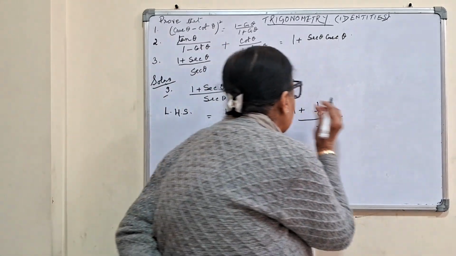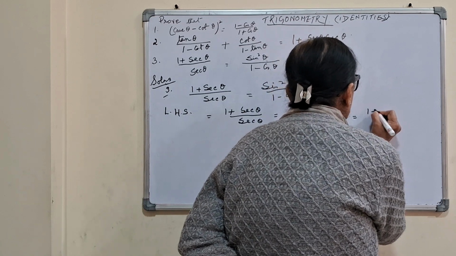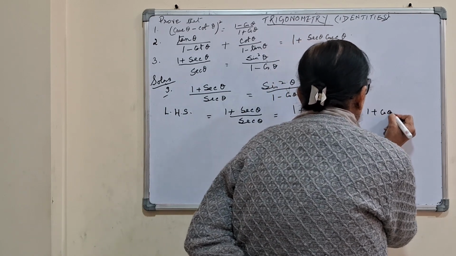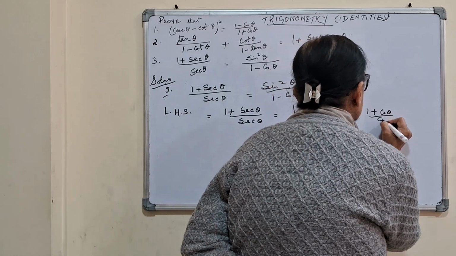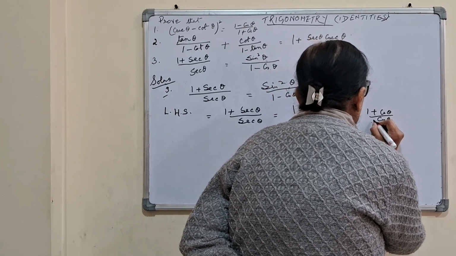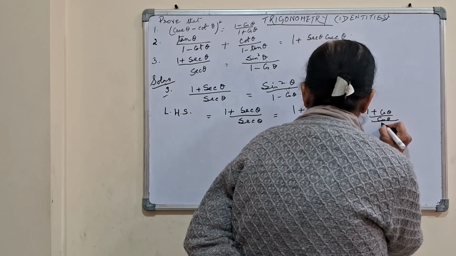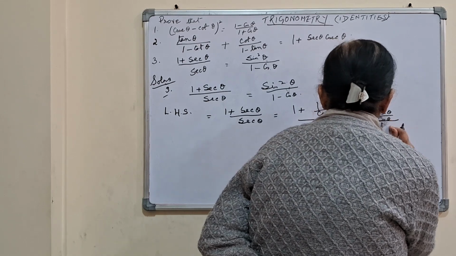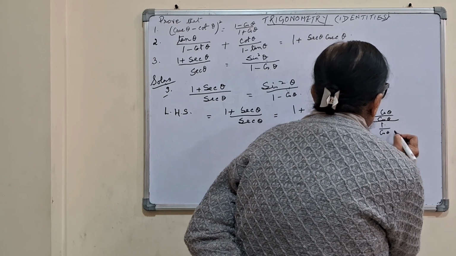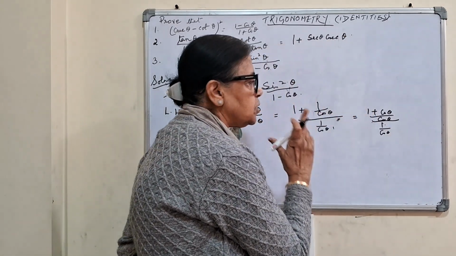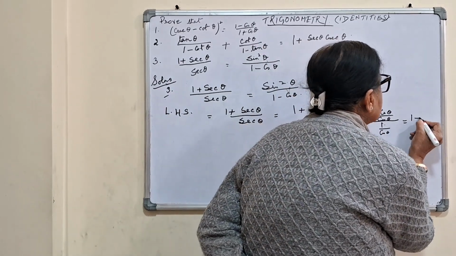Then if I take the LCM, what do I get? 1 plus cos theta, divided by cos theta, divided by 1 upon cos theta. So cos theta and cos theta will be cancelled. I am left with 1 plus cos theta.